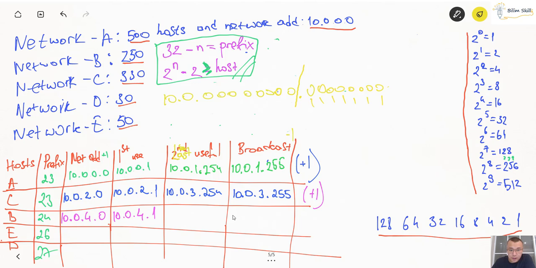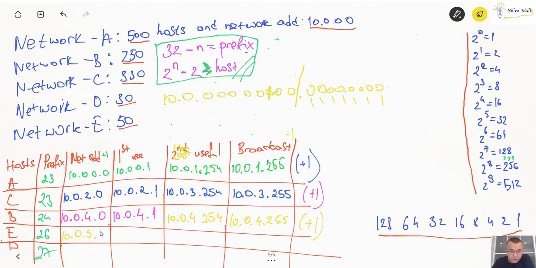So it means that our broadcast address will be 10.0, and here, by the way, you have 1, 4 and 255. The last useful will be this broadcast address minus 1, which is 254. And we add 1 to this broadcast address, and we will find the network address for the network E.